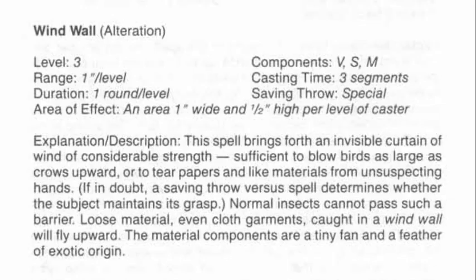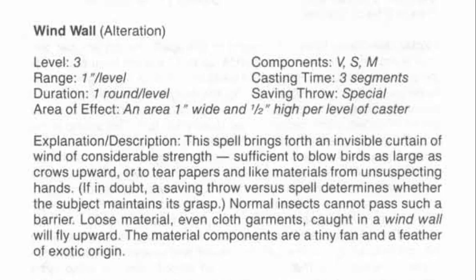Wind Wall has a range of 1 inch per level, a duration of 1 round per level, and an area of effect that is 1 inch wide and half an inch high per level of caster. This spell brings forth an invisible curtain of wind of considerable strength, sufficient to blow birds as large as crows upward, or to tear papers and like materials from unsuspecting hands. If in doubt, a saving throw versus spell determines whether the subject maintains its grasp.